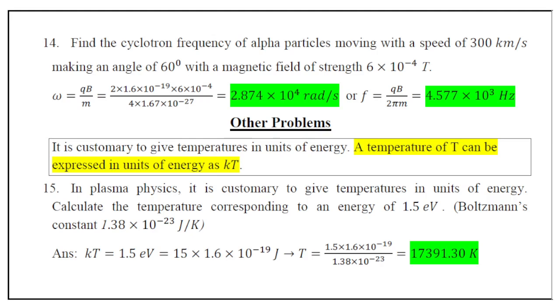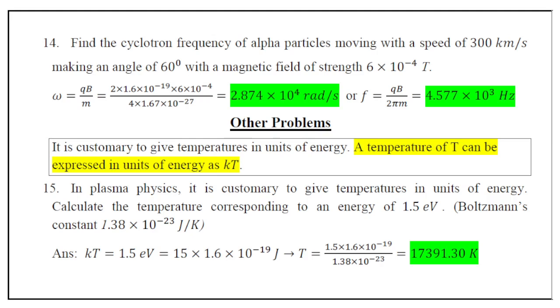Now another problem. In plasma physics, it is usual to give the temperature in units of energy as kT. So there is a simple problem. In plasma physics, it is customary to give temperatures in units of energy. Calculate the temperature corresponding to an energy of 1.5 electron volt. Boltzmann's constant is given. Here kT can be taken as 1.5 electron volt.